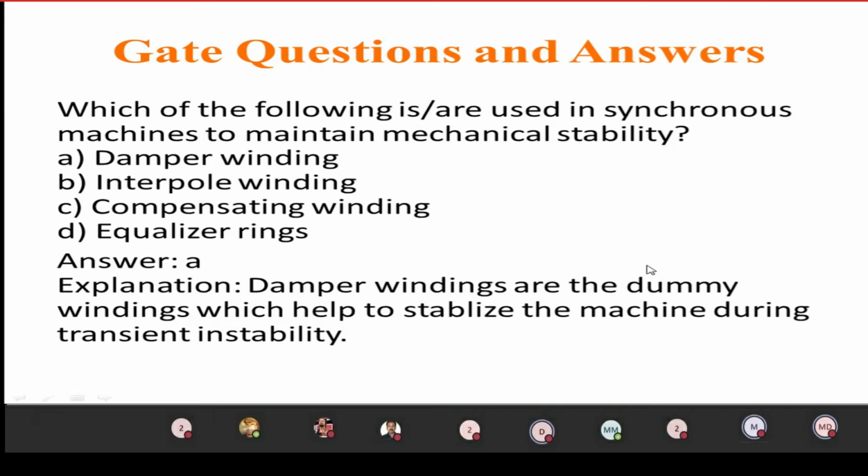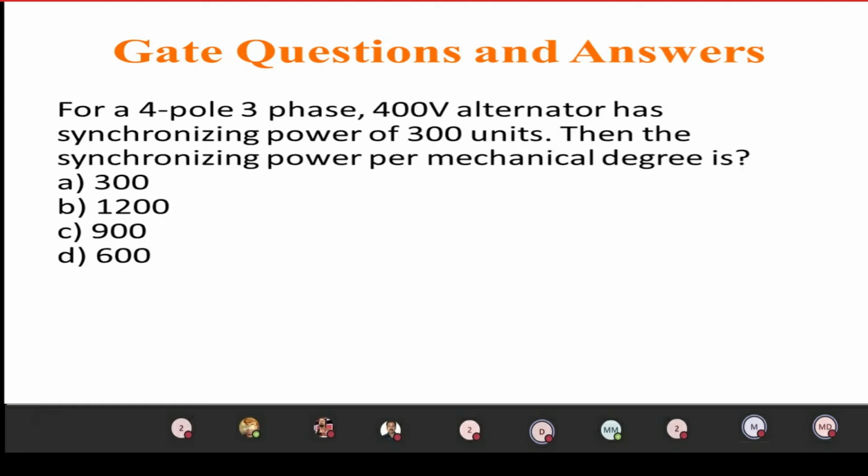They have said damper winding or dummy winding. While the machine runs at constant speed, it acts like a dummy winding. When the speed is reduced, it absorbs some power from the supply and produces some amount of torque to compensate the load at the stage of instability.